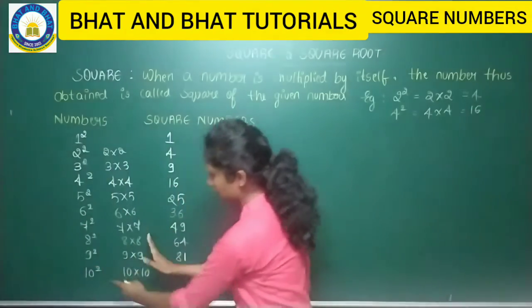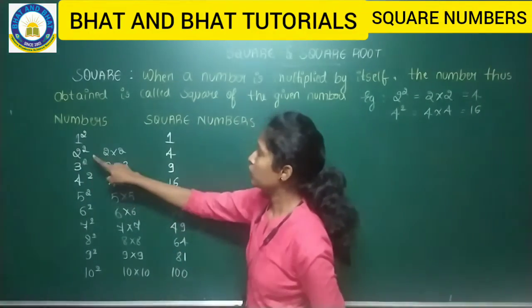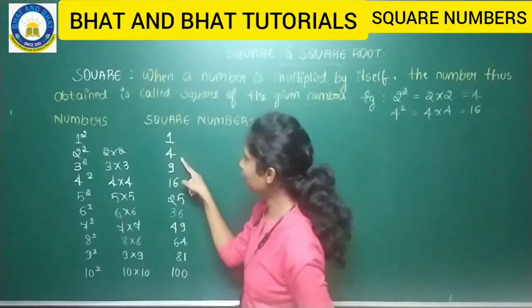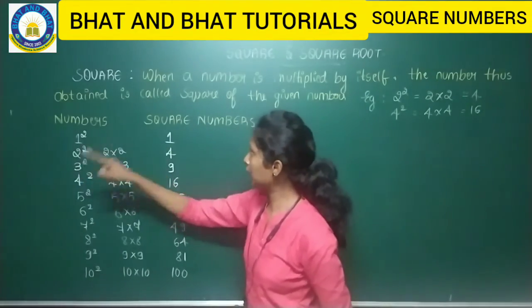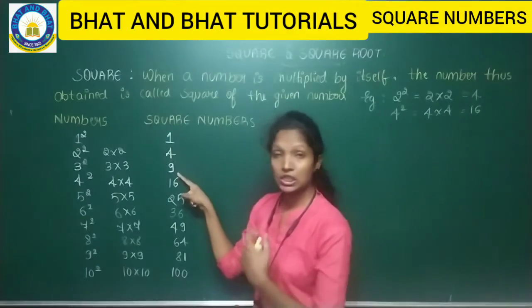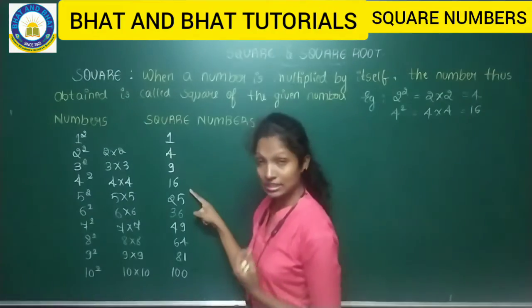Actually, you should not write this. Just for your understanding, I am writing over here, okay? 2 square. So, for the number 2, the square number is 4 because 2 into 2. And the number is 3 and the square number for 3 is 9. And the number is 4 and the square number of 4 is 16.